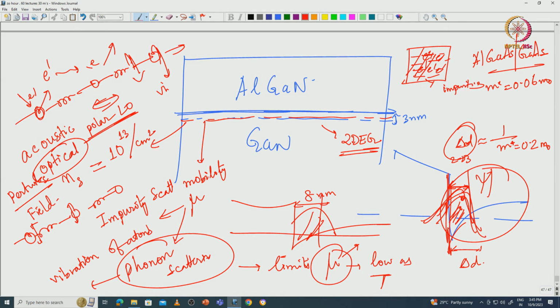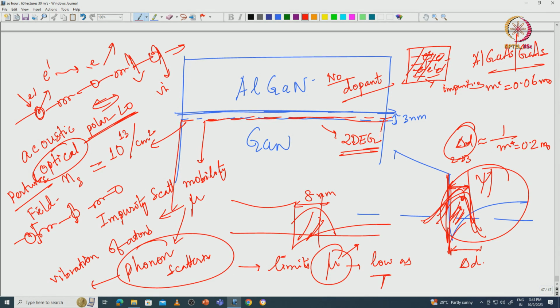Here we have not added any dopant. Did we add any dopant? No, we did not add any n-type dopant, we did not add any p-type dopant. So, this is a dopant-free material. If there is no dopant, how will they scatter? Correct? This electron gas has no dopant anywhere near it, we have not added the dopant.